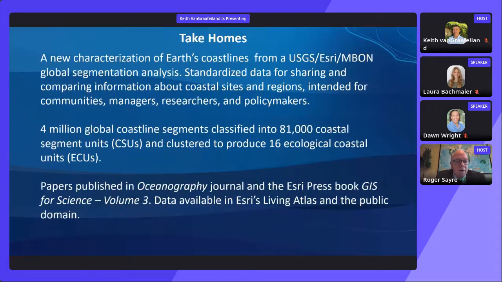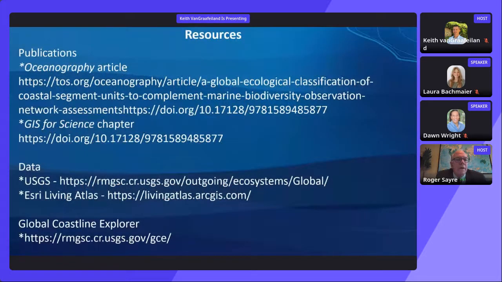We have data. All of the papers, the data, and the tool are free and in the public domain. They're available through Esri's Living Atlas. And we really encourage you to check out these resources. And please don't hesitate to contact us for any reason at all. Keith? And here's a list of some of those resources. Keith.